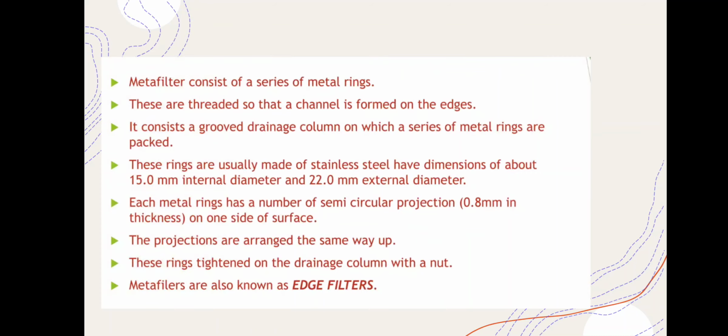Construction. A metafilter consists of a series of metal rings. These are threaded so that a channel is formed on the edges, and it contains a grooved drainage column on which a series of metal rings are packed. These rings are usually made of stainless steel, and each metal ring has a number of semicircular projections on one side of the surface.